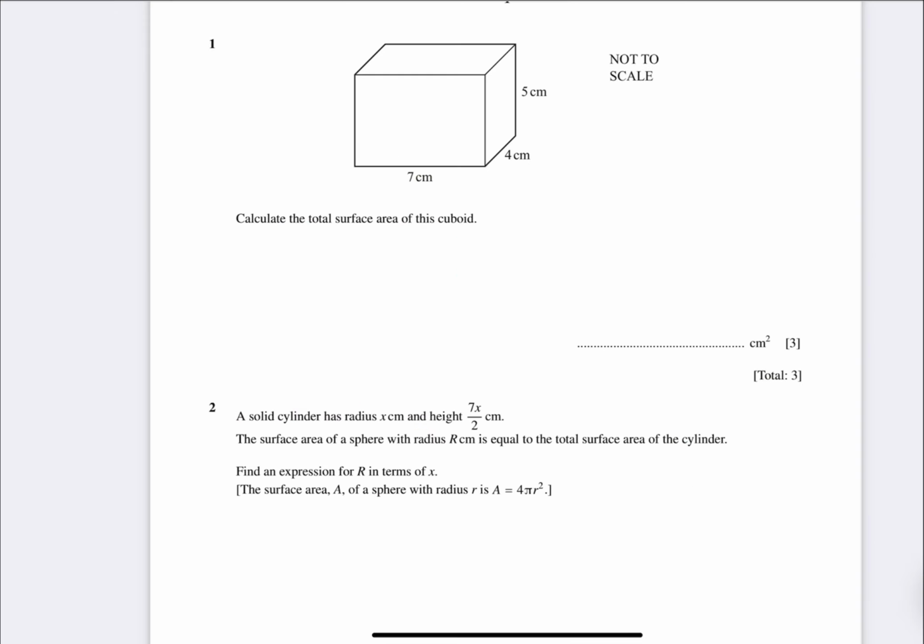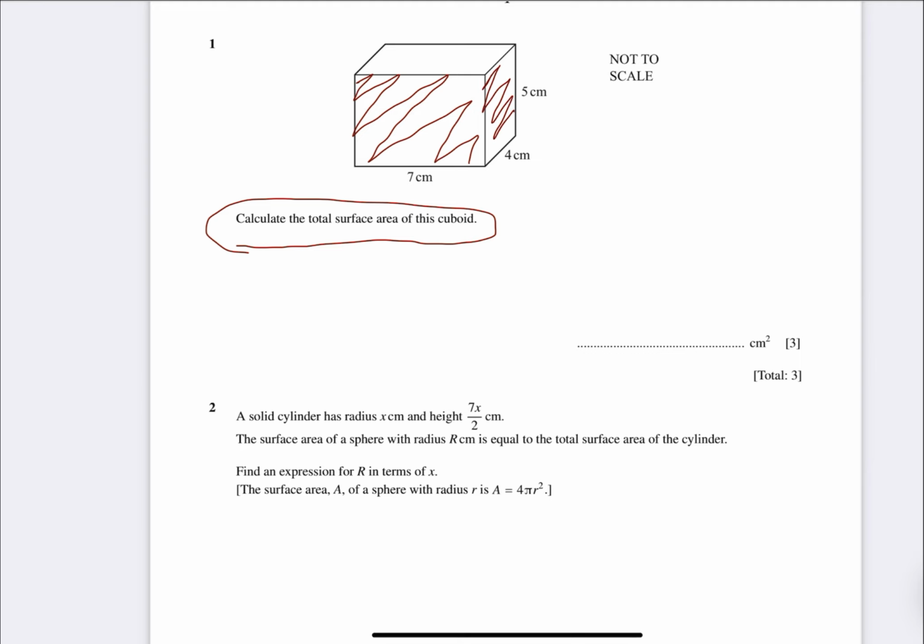Now let's try this question. Calculate the total surface area of this cuboid. What is total surface area? We can calculate the area of this surface and just twice it, and the area of this surface and twice it, and the area of this surface and make it twice. So the formula will come like this: 2 times (LB plus BH plus HL).